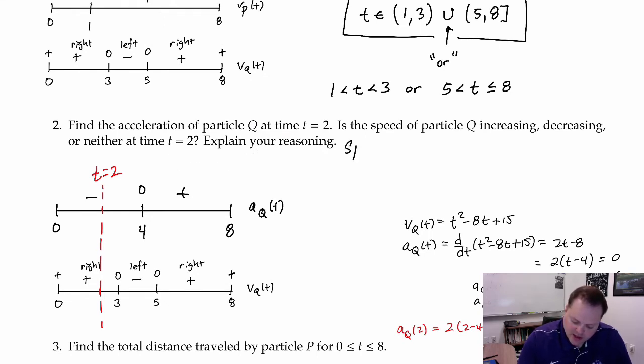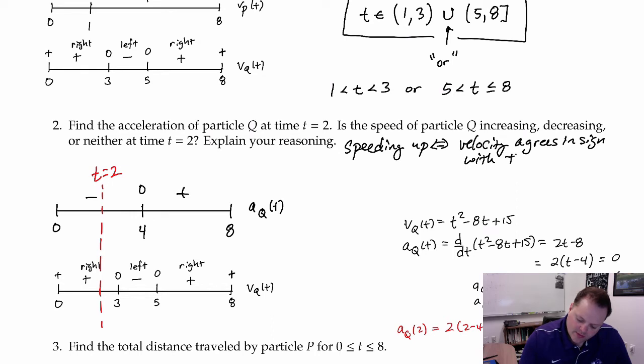Particles are speeding up, or the speed is increasing, when the velocity agrees in sign with the acceleration. In other words, if both velocity and acceleration are positive, then that means you're speeding up. If both velocity and acceleration are negative, that also means you're speeding up. You're just speeding up in the negative direction.